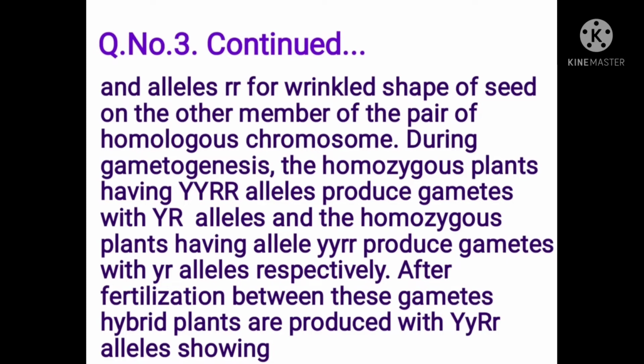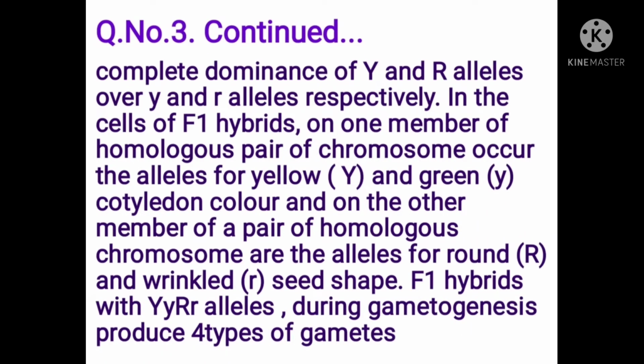During gametogenesis, the homozygous plants having capital Y capital R alleles produce gametes with capital Y capital R alleles, and the homozygous plants having alleles small y small r produce gametes with small y small r alleles respectively. After fertilization between these gametes, hybrid plants are produced with capital Y small y capital R small r alleles, showing complete dominance of capital Y and capital R alleles over small y and small r alleles respectively.